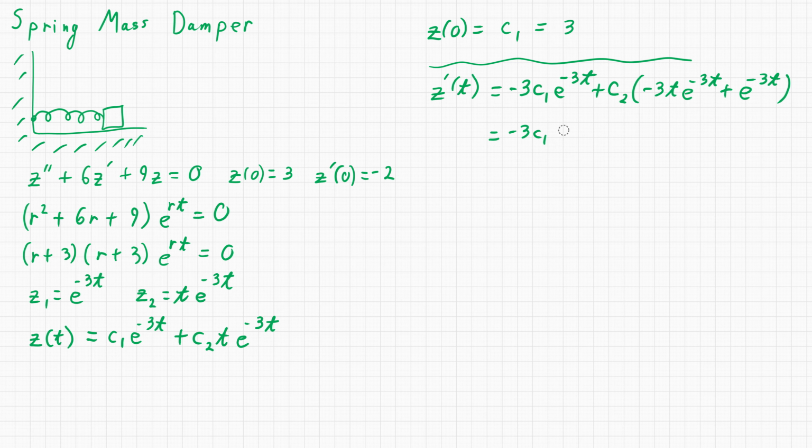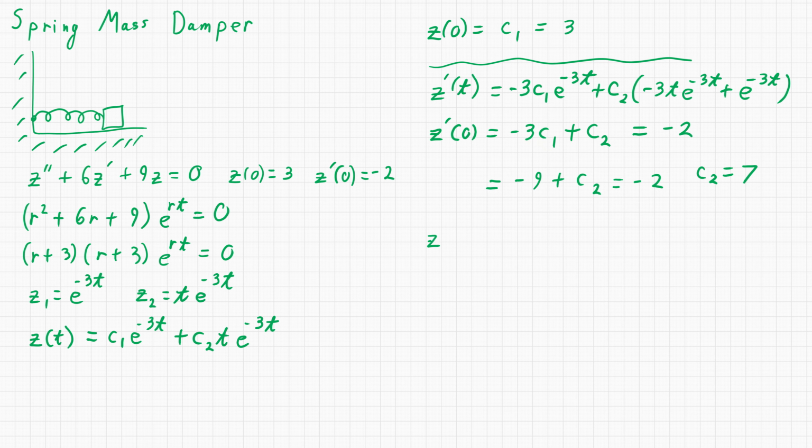Let's just evaluate z prime of 0, because most of the terms will disappear. So z prime evaluated at 0. Well, we get negative 3 times c1 times 1, so negative 3 c1, plus we get c2 times negative 3 times 0 times negative 3 plus 1. So in that case, we just end up with c2. And we know that's supposed to equal negative 2. And I can also plug in the value for c1, so that's negative 3 times 3, so that's negative 9, plus c2 equals negative 2. So that must mean that c2 is equal to 7.